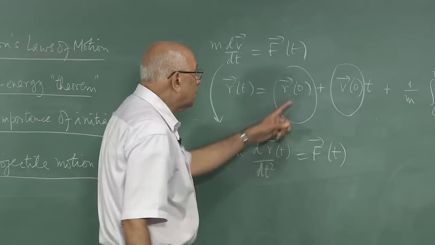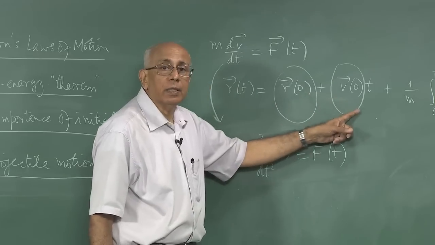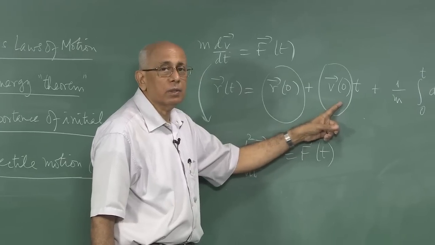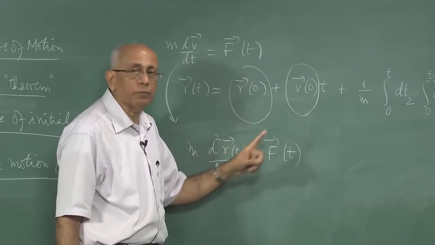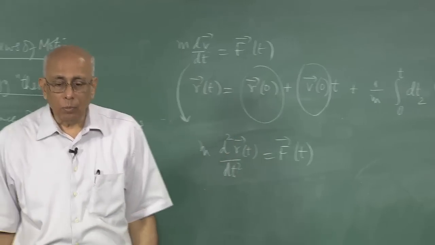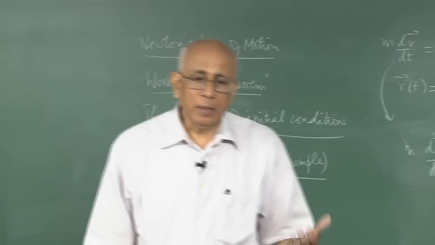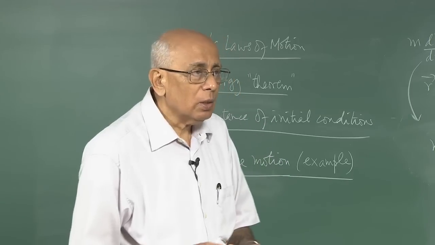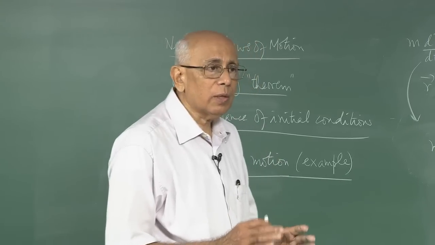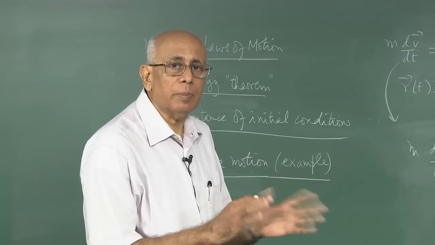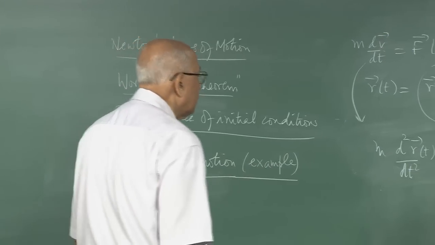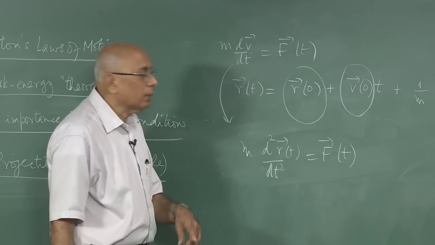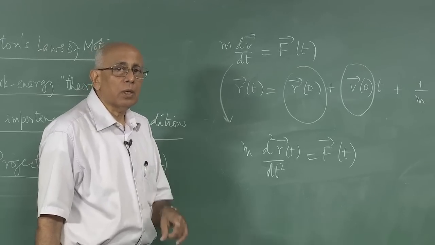And those initial conditions are the initial position and the initial velocity. It is not enough to specify just this or just this, you have to specify both. And when you have more than one particle, you have to specify in principle the initial positions and the initial velocities of all the particles before you can find a unique solution for their paths as a function of time.